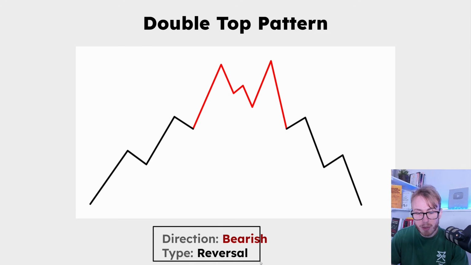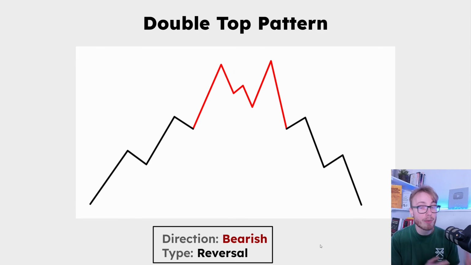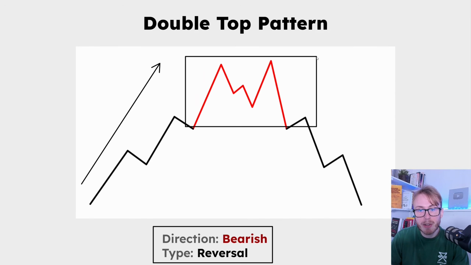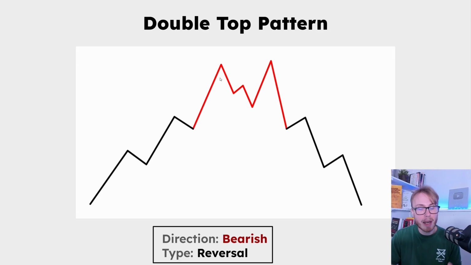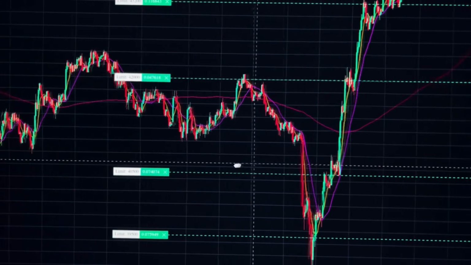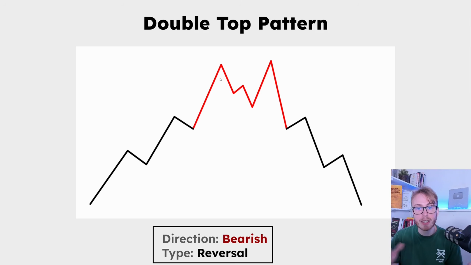So as always, the first thing we want to do is take a look at the direction and the type. So in this case, we have a bearish reversal. So before the pattern appears, we want to see the price going up. Then this red part right here is the actual pattern. And after the pattern, we want to see the price going down. And compared to the double bottom, I made this example a bit more messy, and that is because in real markets, you will seldom have perfect looking patterns. Most of the time the patterns will look something like this, a little bit more messy. But the same principle applies.